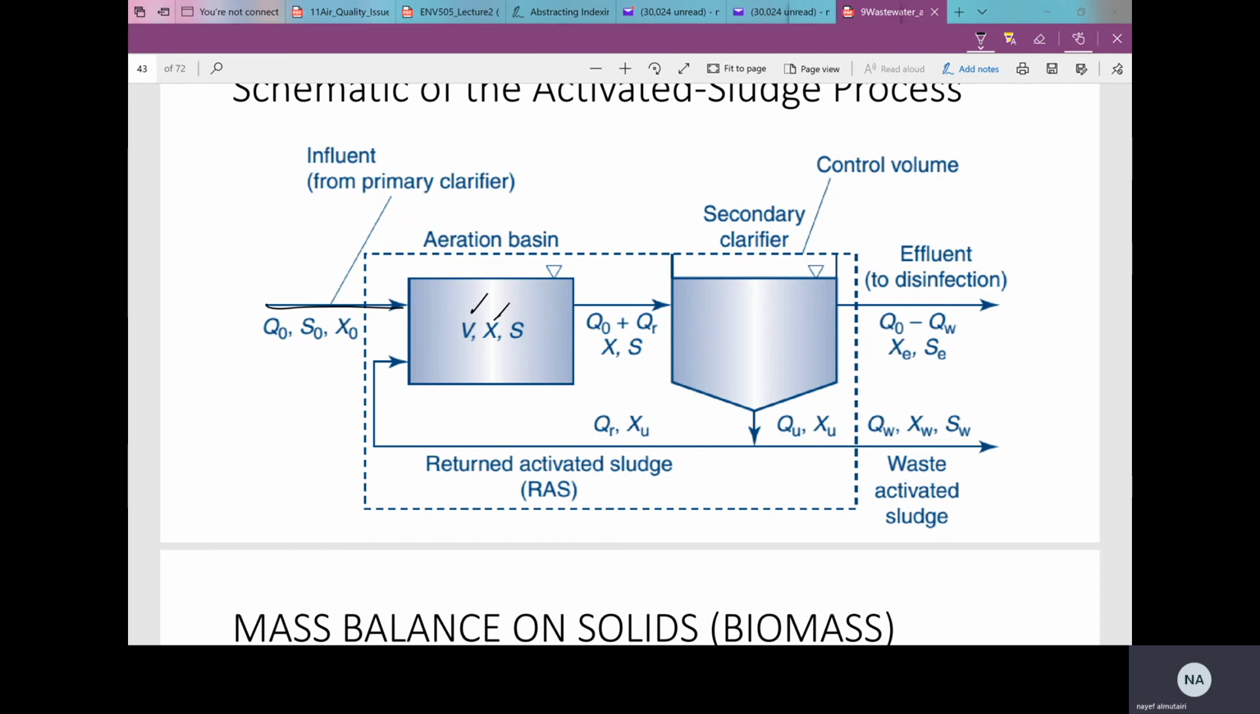We have volume, we have X microorganisms, we have substrate. This is the aeration basin. This is the secondary clarifier. And this is recycled back from the secondary clarifier back. This is the return activated sludge, RAS. And this is how much will be wasted, waste activated sludge. Effluent to disinfection.